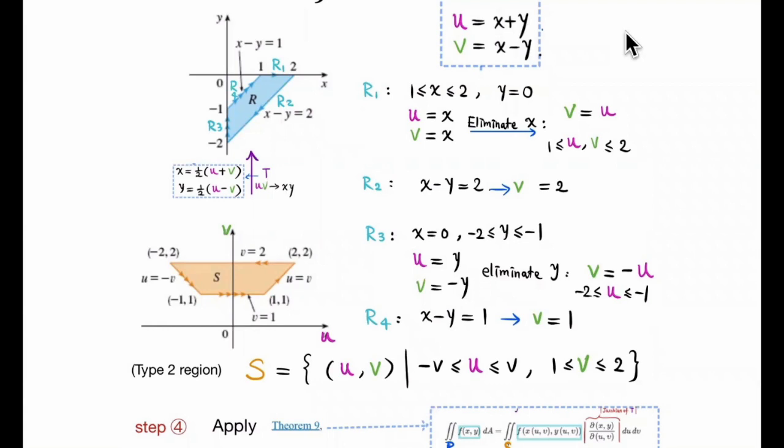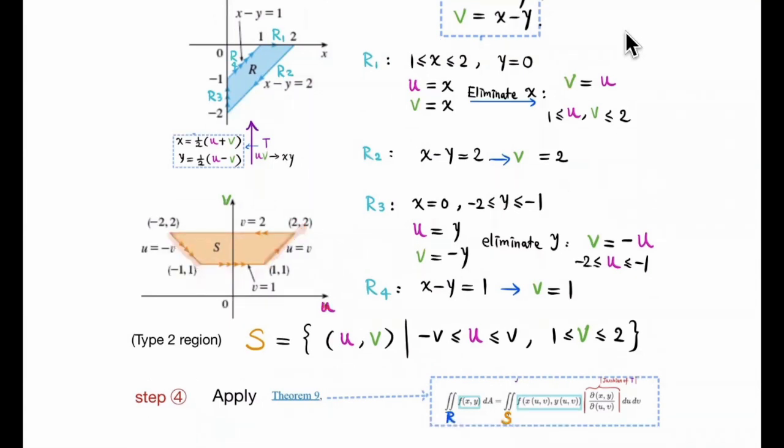And u is bounded on the left by this, bounded on the right by this. So u is greater than negative v and less than v. And v is greater than or equal to 1, less than or equal to 2. So it is a type I region.